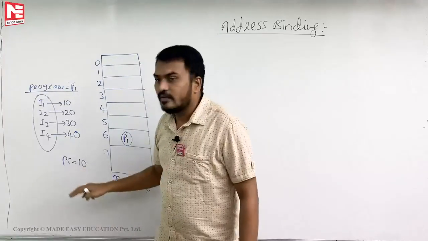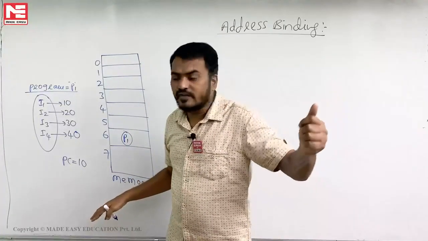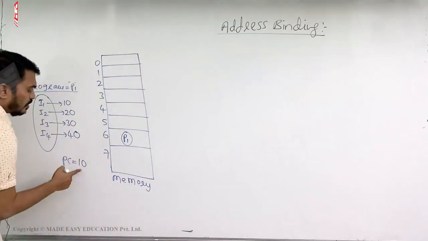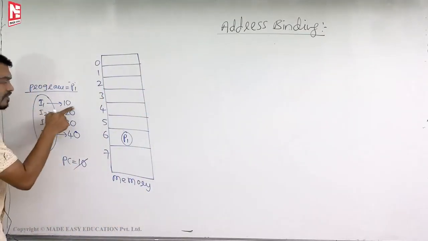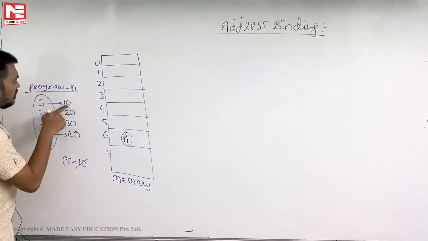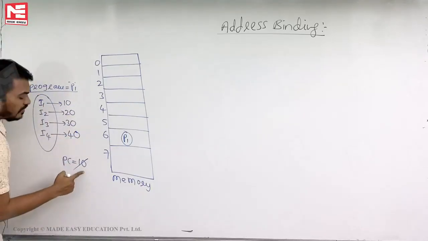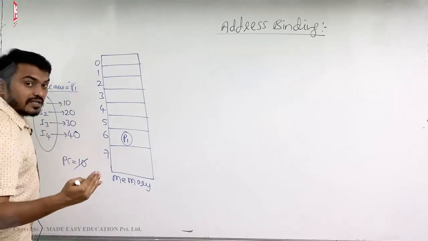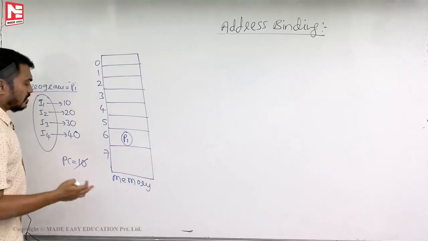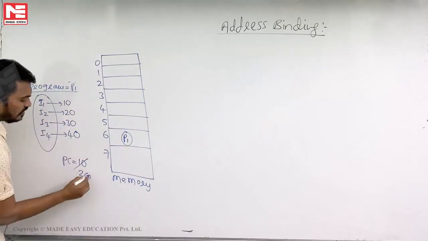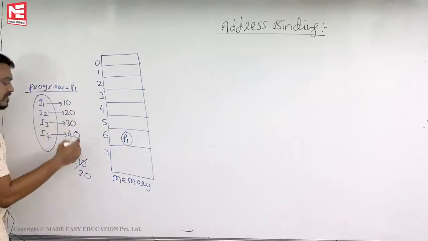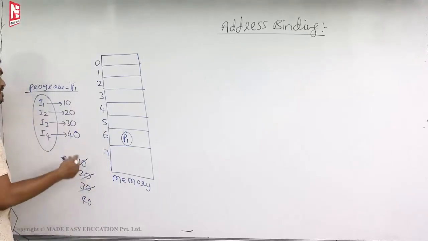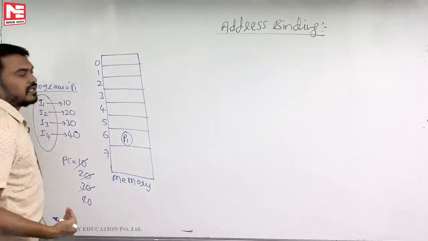So the program counter will be assigned with the address of the instruction I1. When the CPU is executing, it will see what address is available in the program counter. Once instruction I1 execution is completed, the program counter will change to the address of the next instruction to be executed, that is 20. Then it will execute instruction I2, then the counter changes to 30, then 40. Like this, we execute instruction by instruction.